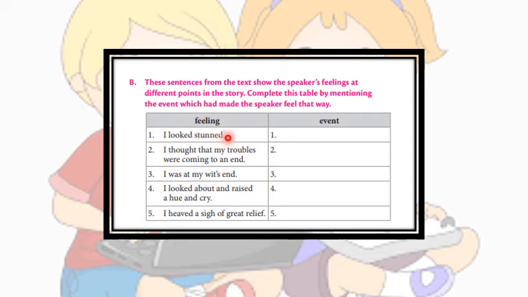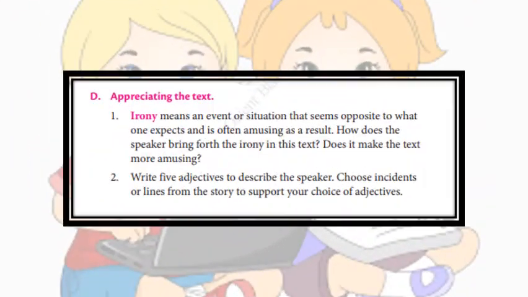Stunned means it was like really surprised. So what was the reason for that? You have to write it here. Okay, the events that caused these feelings. Next is we are learning to appreciate the text. Means we are learning to say something about the text, to understand about the story.